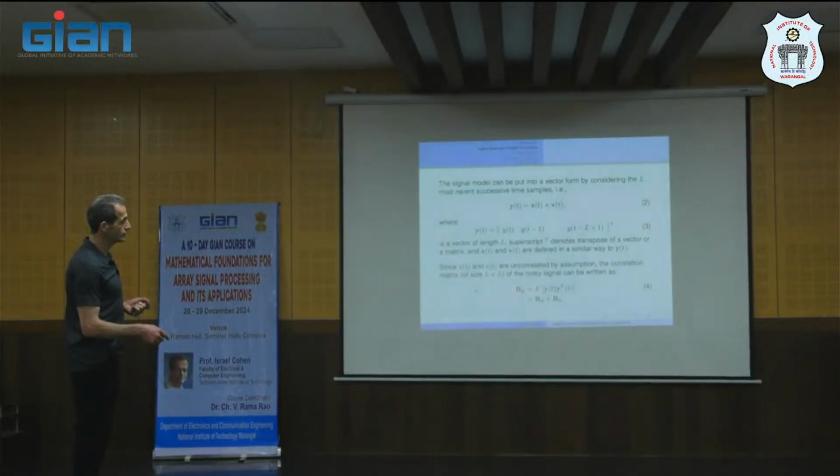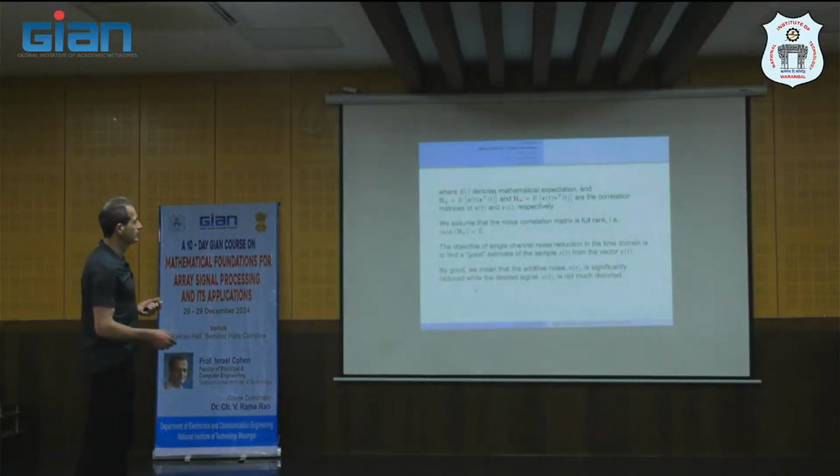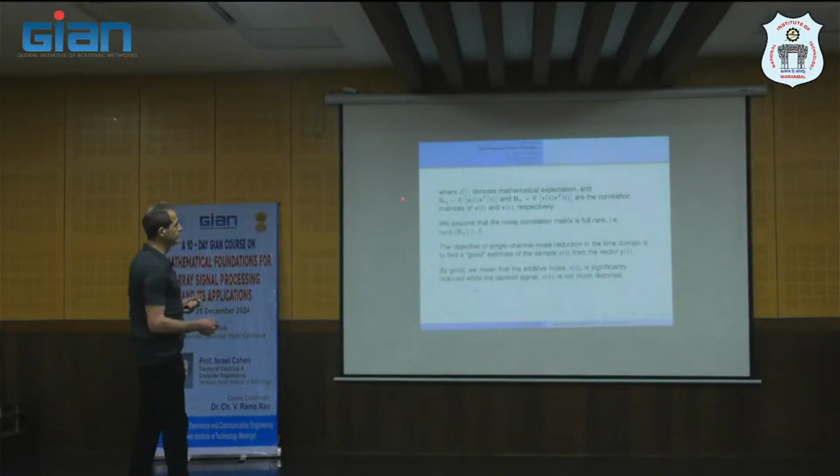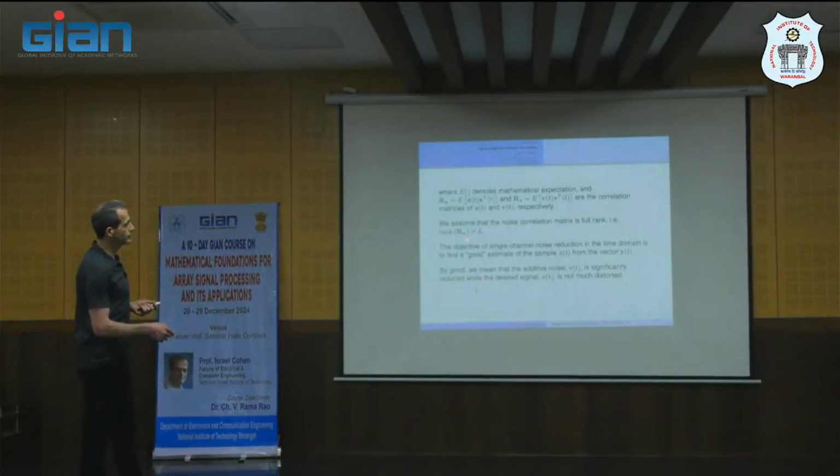So the correlation matrix of the measurement is a summation of the correlation matrix for the desired signal and the correlation matrix for the interference, for the noise. And we assume that the correlation matrix for the noise is full rank, and the correlation matrix for the desired signal is lower rank, less than full rank. We will talk about it.